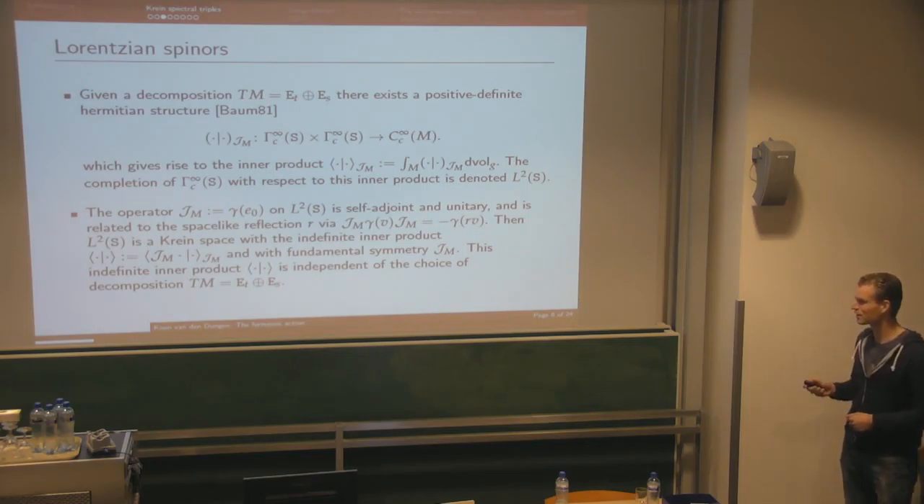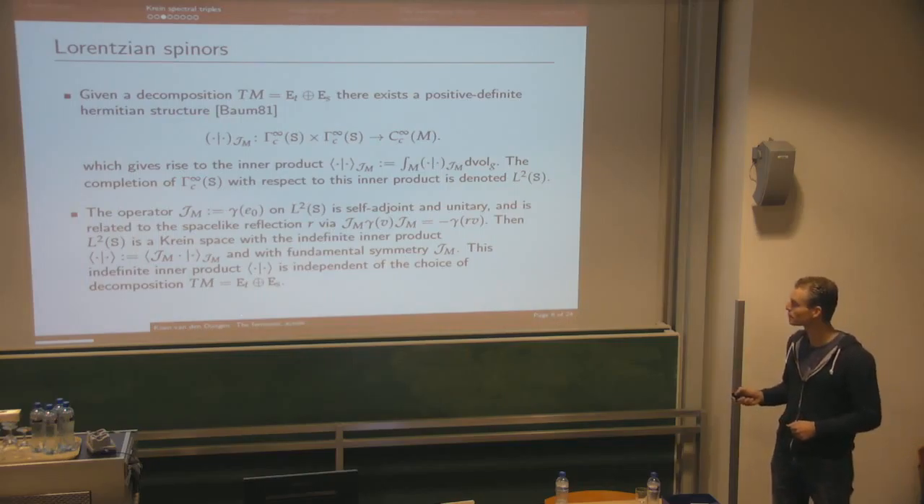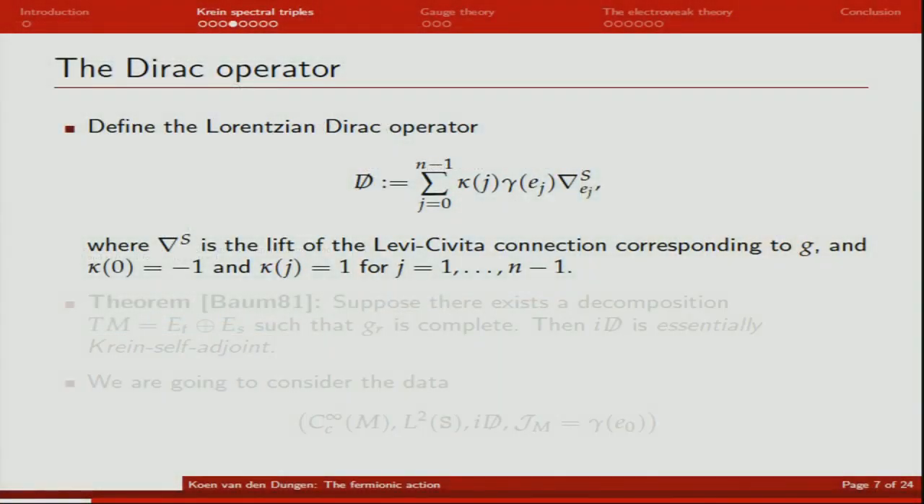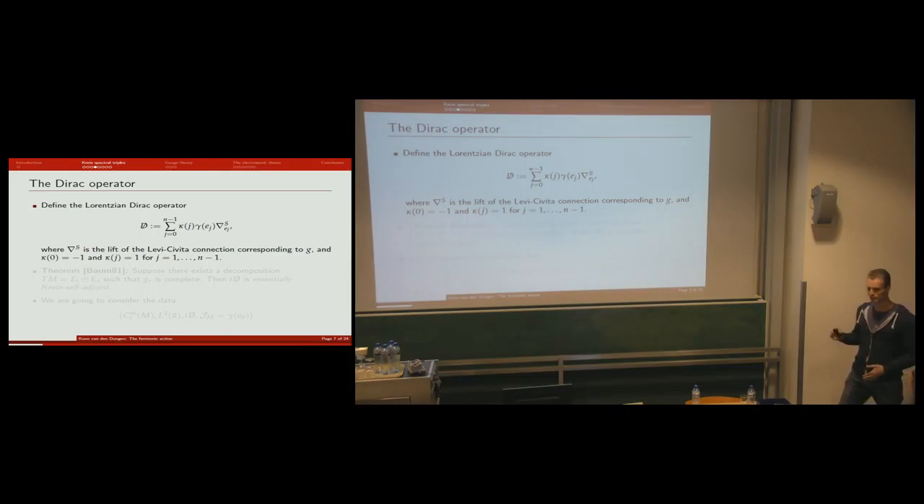All right, so we have a Krein space of spinors on the Lorentzian manifold. We can also look at the Dirac operator on these spinors. It's defined in the usual way. It's basically the composition of the Clifford representation with the spin connection, which is the lift of the natural Levi-Civita connection corresponding to the Lorentzian metric.